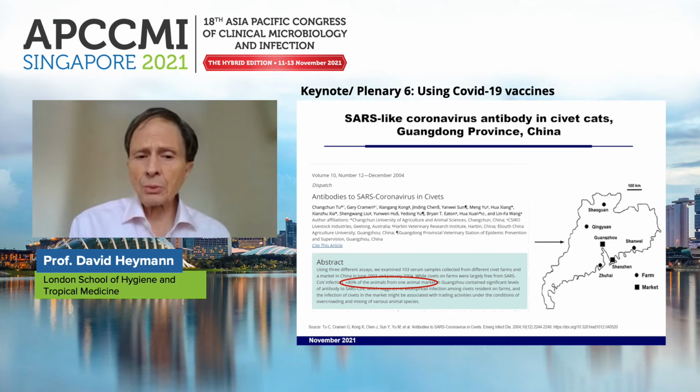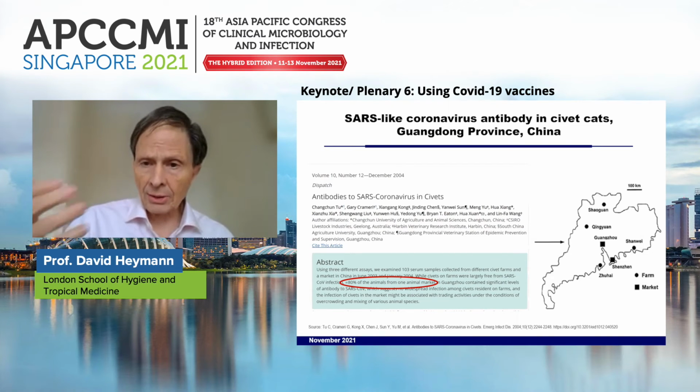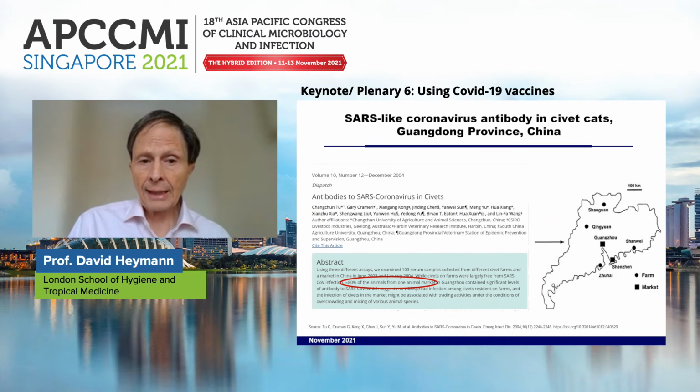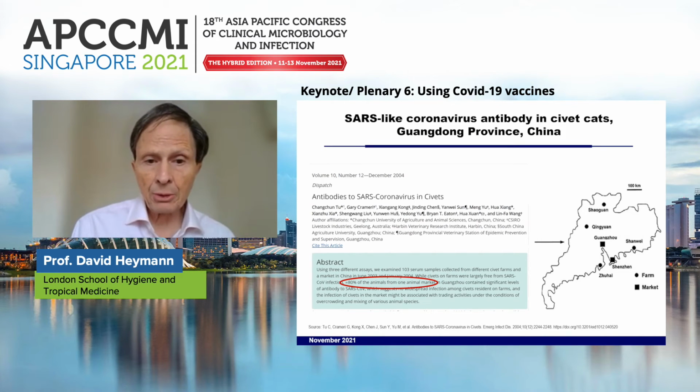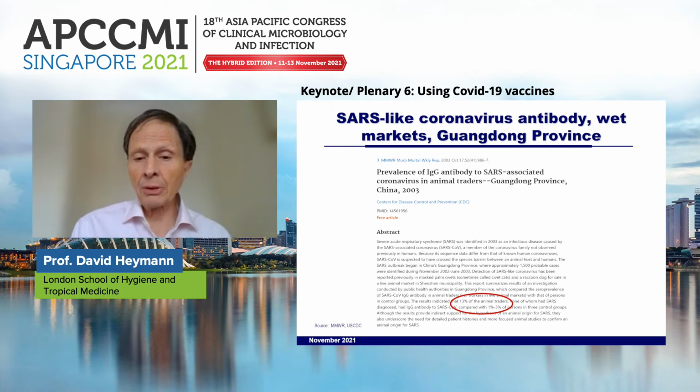This is some research that was done after SARS in 2003, and you can see that 80% of animals from one animal market in the Guangdong province contain significant levels of antibody to SARS coronavirus. At the same time, looking in communities around the markets and at market workers, it was found that 13% of animal traders had coronavirus antibody compared to 1 to 3% in the surrounding areas in the population living in those areas.